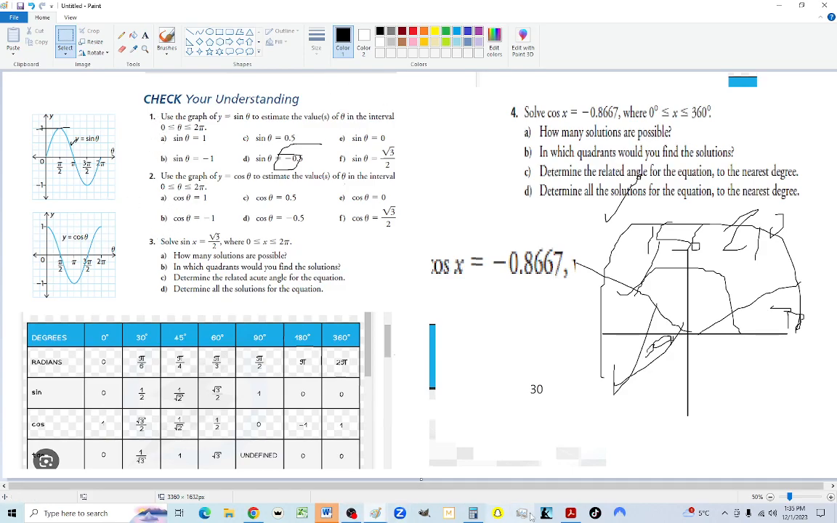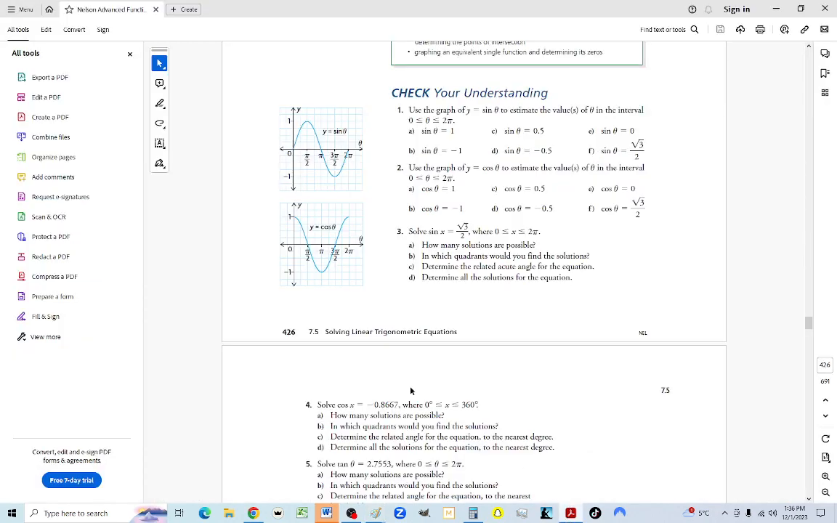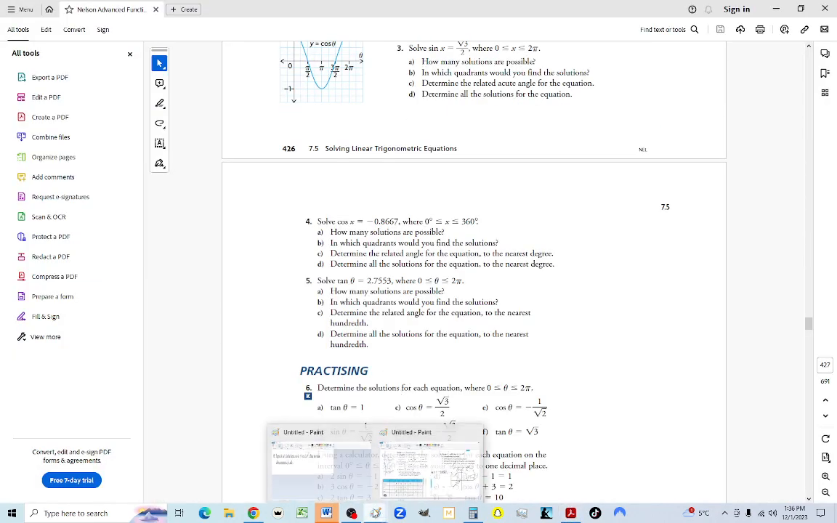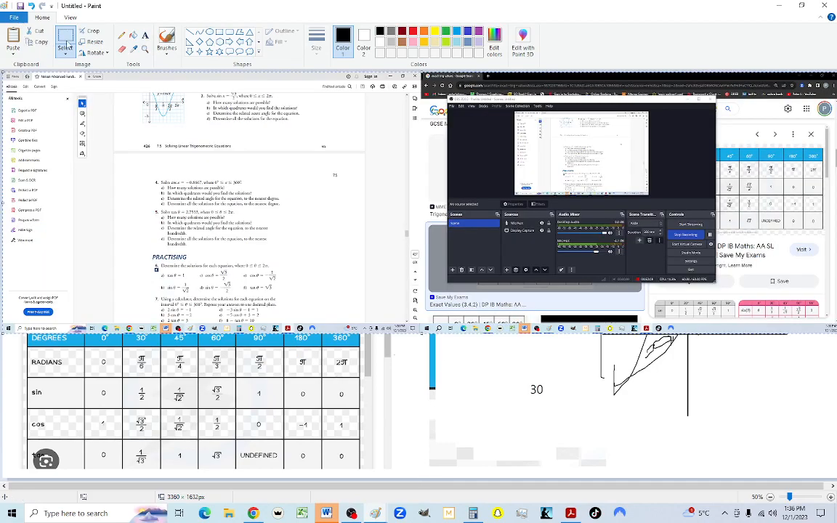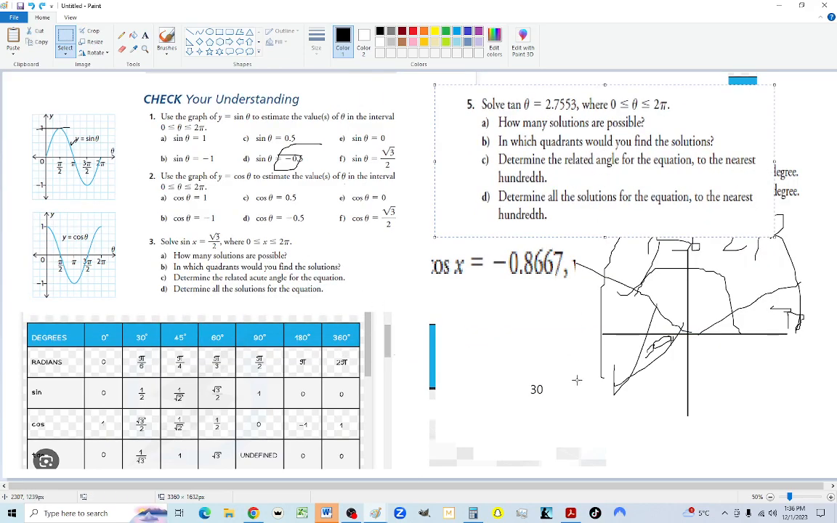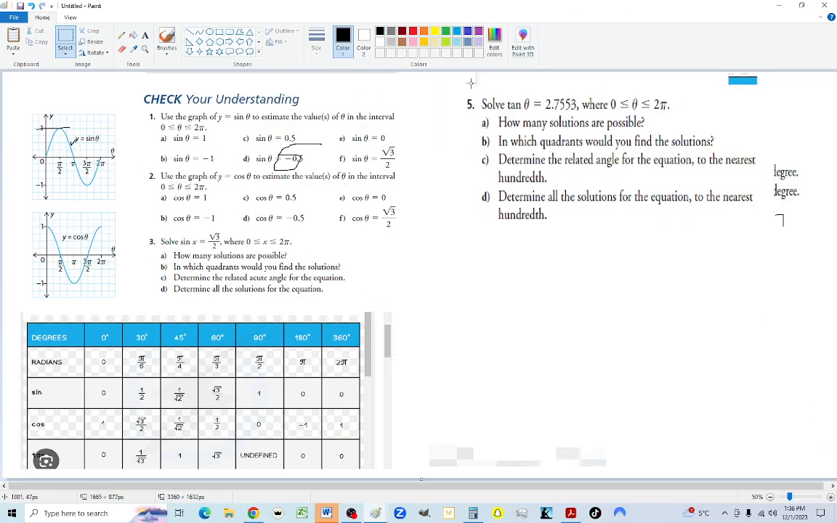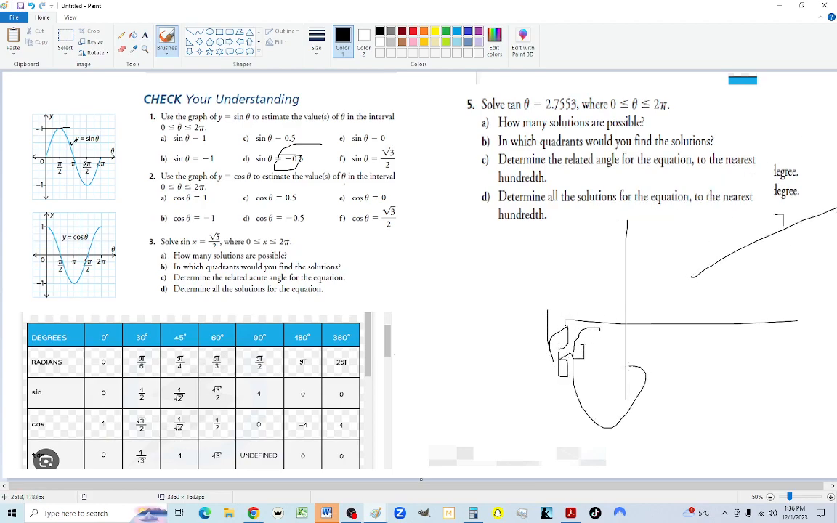That was 4. And then 5, it's the same thing. This is the exact same method. They're giving us a tan value. Notice that tan is the only one that can have a value above 1. Our first step is to say, okay, this is a positive value. Where's tan positive? Tan is positive in quadrant 1 and quadrant 3. So we should find the acute angle first, and then quadrant 3 will be 180 plus the acute angle.